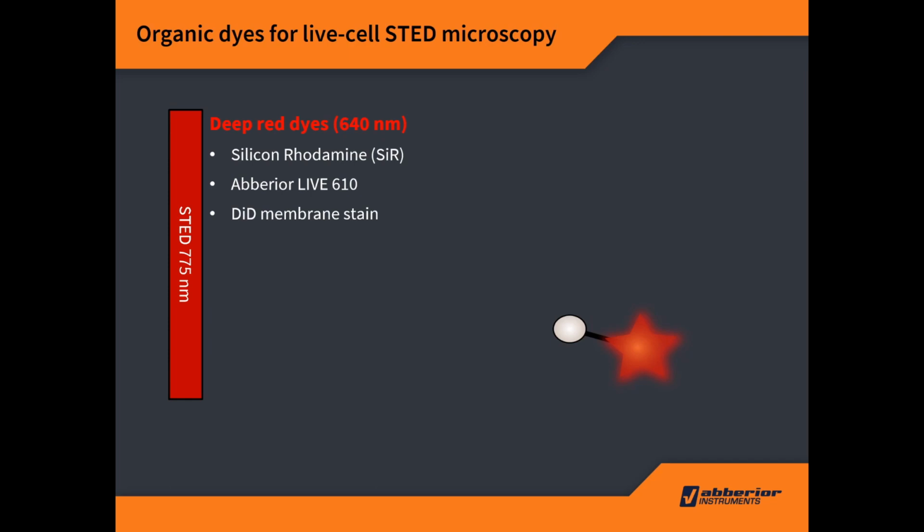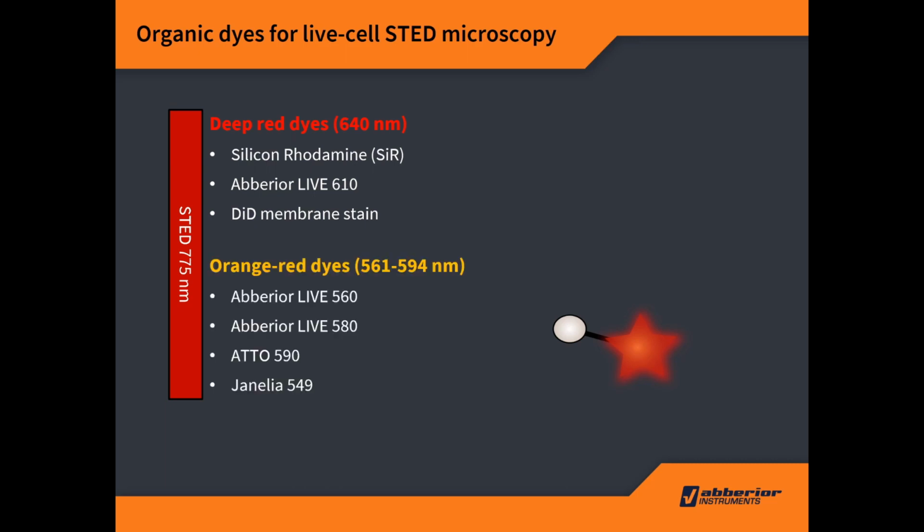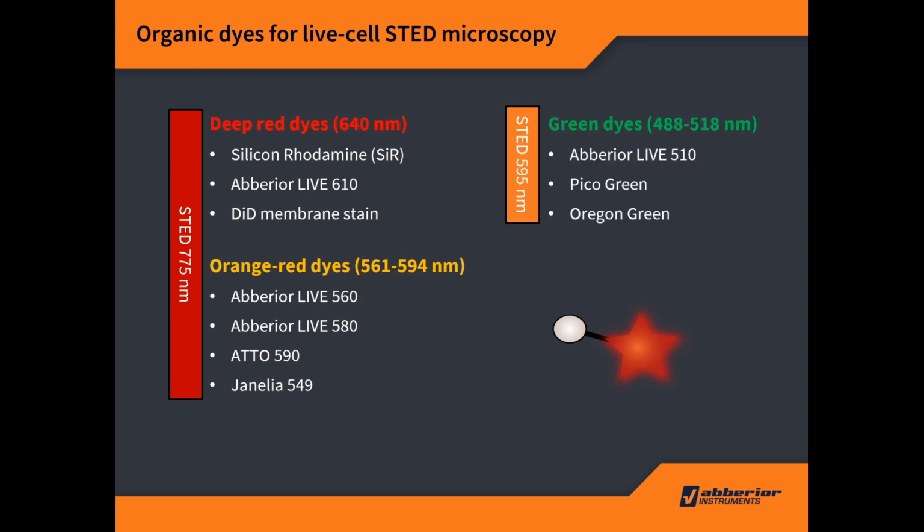Besides the fluorescent proteins, we have a selection of organic fluorophores at hand, including silicon rhodamine and several abberior live fluorophores in the red or in the orange. These organic fluorophores are very bright and usually more stable than their fluorescent protein counterparts. Also, these dyes come in different emission wavelengths, ranging from silicon rhodamine in the deep red to dyes such as abberior LIVE 580 and Janelia 549 in the orange spectrum, bridging to dyes like abberior LIVE 510 in the green spectrum.